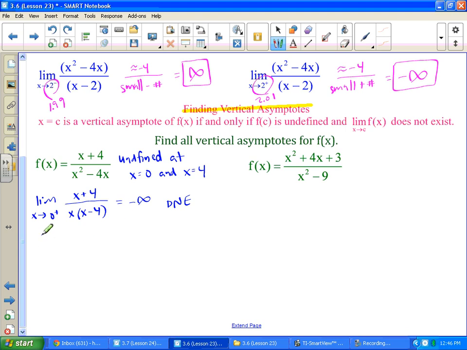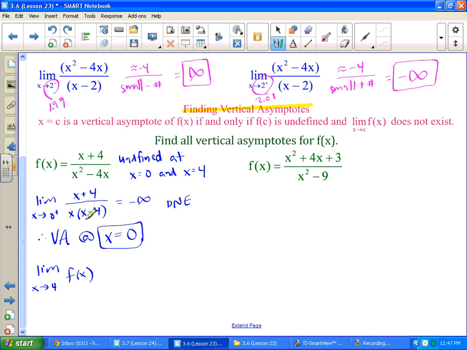Okay, so I'm going to say, therefore, vertical asymptote, which I just say VA a lot of times, at x equals what? 0. Okay, so this is one of them. Then you do the same idea for x equals 4. So we take the limit as x approaches 4 of our f of x. And you can approach it from the right or the left. You can do both. As I approach 4, the numerator is 8.